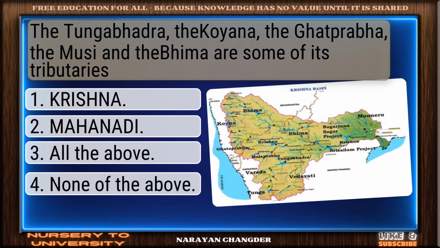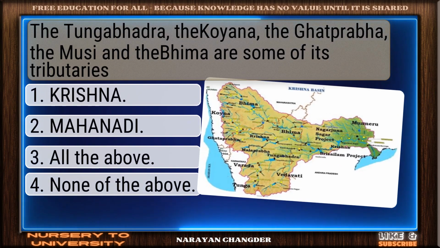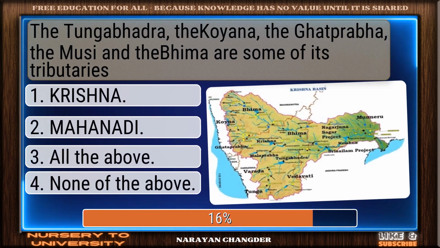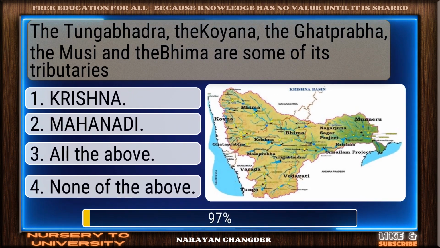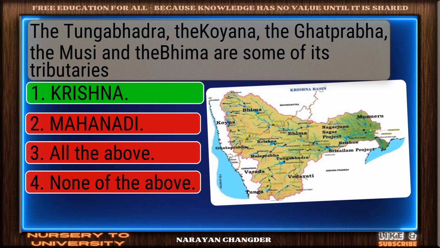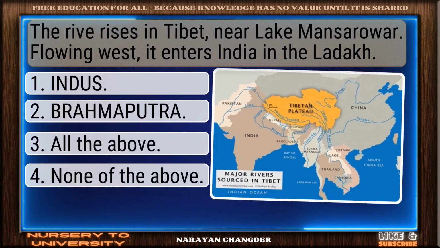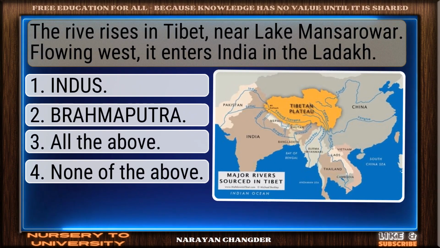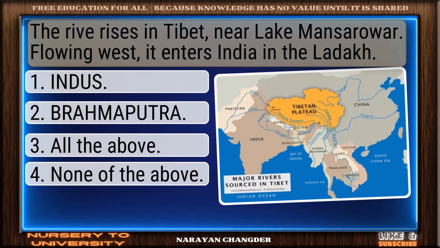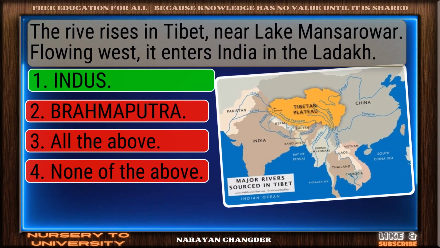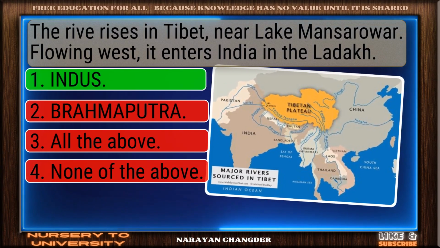Question number 35. The Tungabhadra, the Koyna, the Ghataprabha, the Musi and the Bhima are some of its tributaries. You got it? Your choice, Krishna, is right. Question number 36. The river rises in Tibet near Lake Mansarovar. Flowing west, it enters India in Ladakh. Excellent choice. Indus is the right answer.